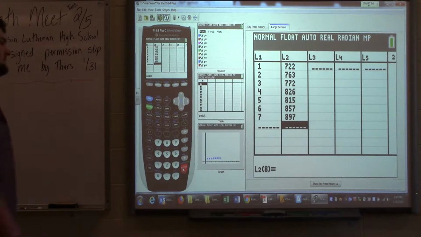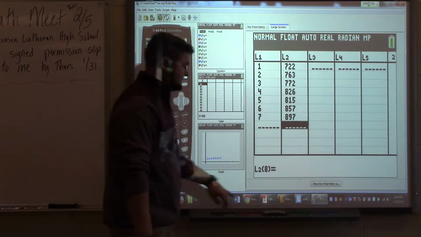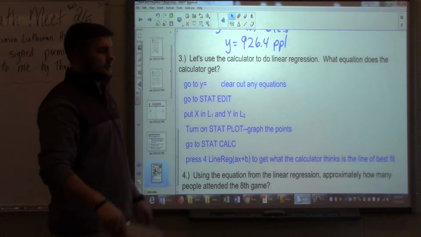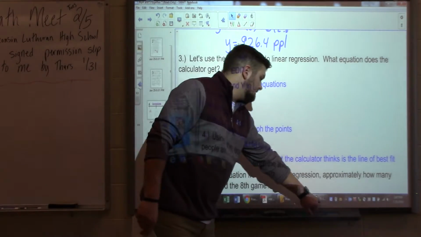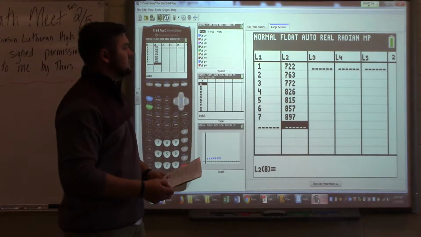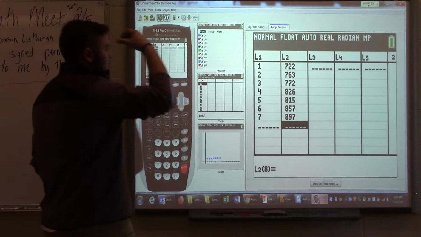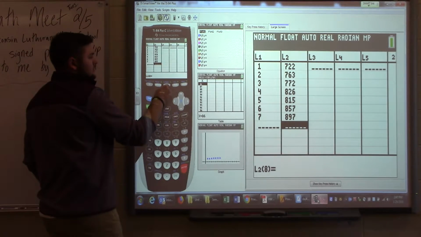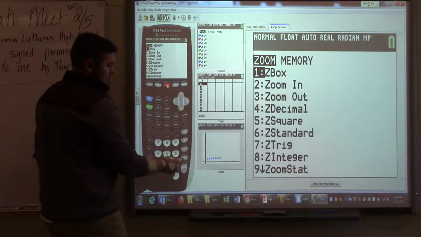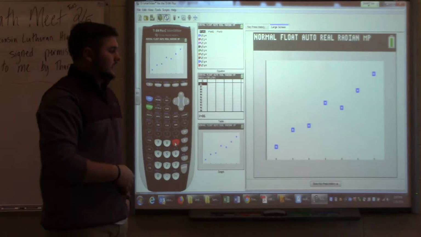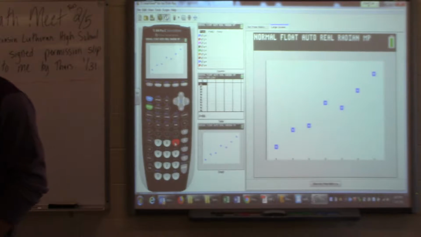Okay, so I put x and y in. My next step. Now look here. Turn on stat plot. We did that already. Now, what we're going to do is we're actually going to check. I'm going to do this right now with you guys instead of doing it later, and I'll talk about it again in a second. What you need to do from here is go to zoom, and then you want zoom stat. So zoom 9. And it's going to plot your points for you. It should.